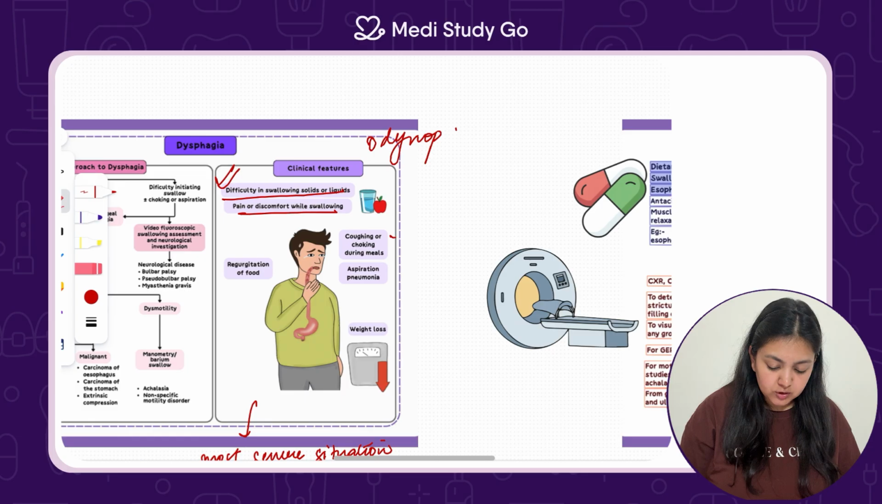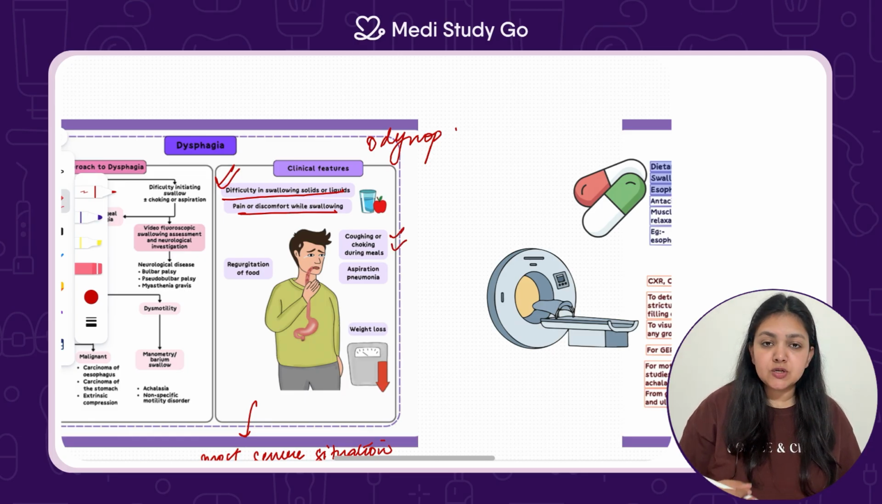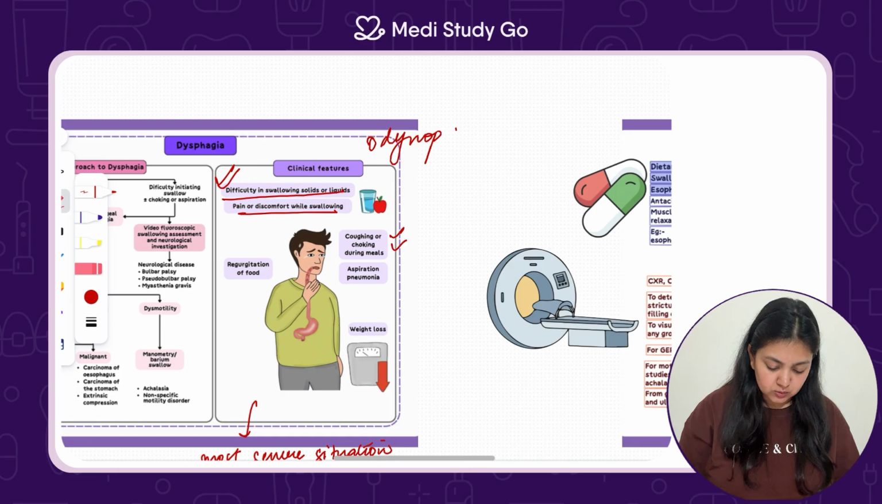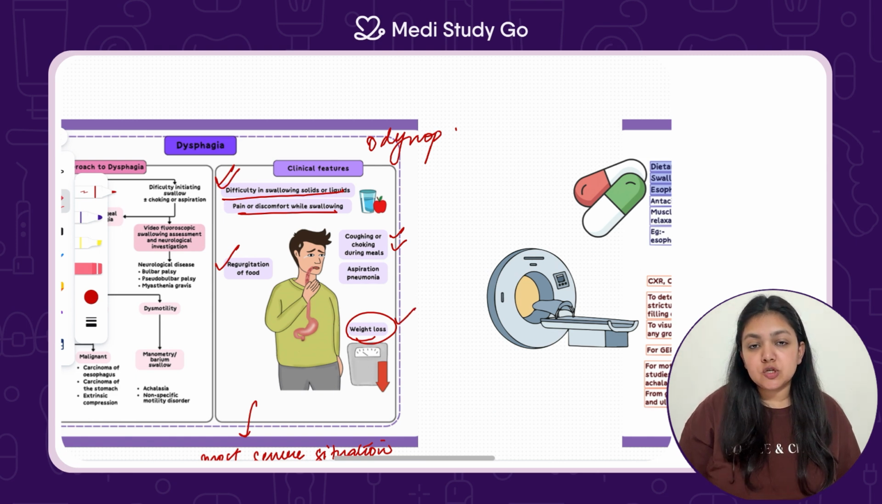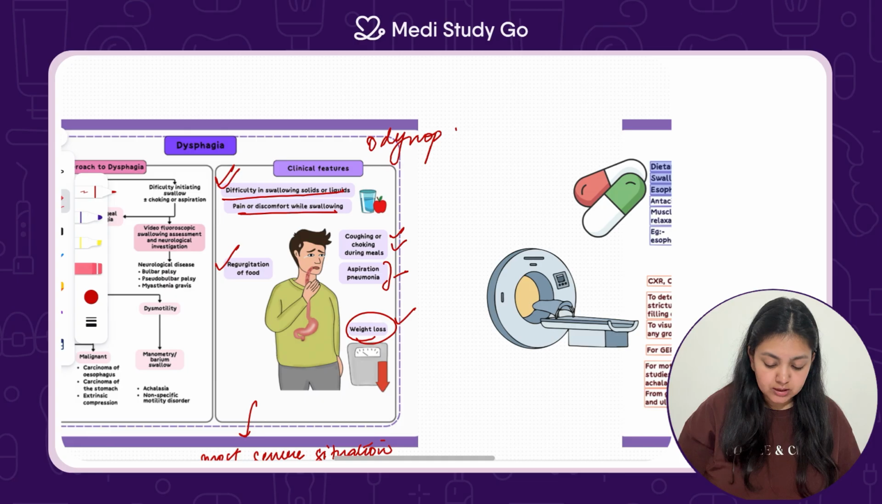Then there is coughing or choking during meals because the patient really puts in an effort to take the food down, but he is not able to. Then there can be regurgitation of food in the form of vomiting also, and eventually there is going to be weight loss. Also, sometimes the patient can aspirate something leading to obstruction and therefore causing aspiration pneumonia.